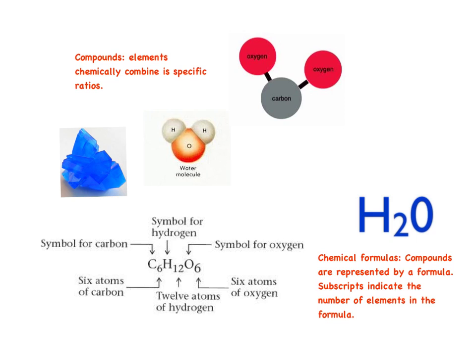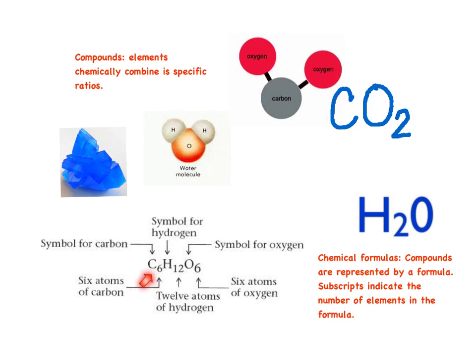Compounds are two or more elements that have been chemically combined in a specific ratio. For example, carbon is connected to two oxygens. The formula of this compound is capital C, capital O, followed by a subscript 2. Subscripts are defined down here on the bottom. Subscripts indicate how many atoms are in a chemical formula.